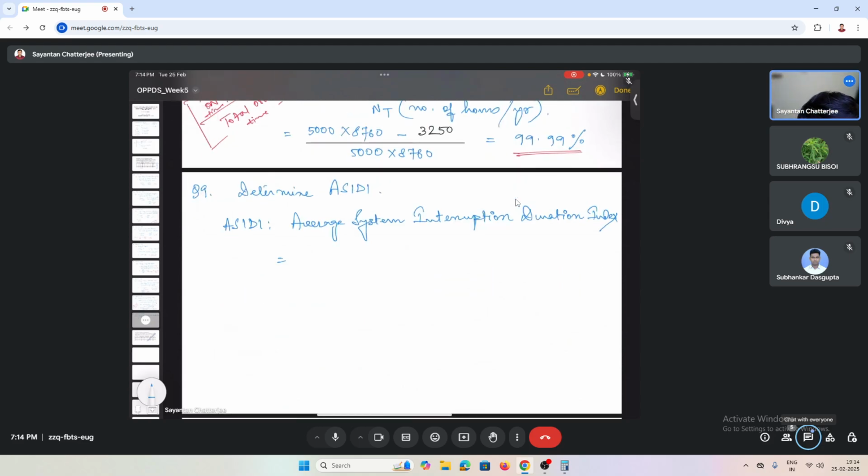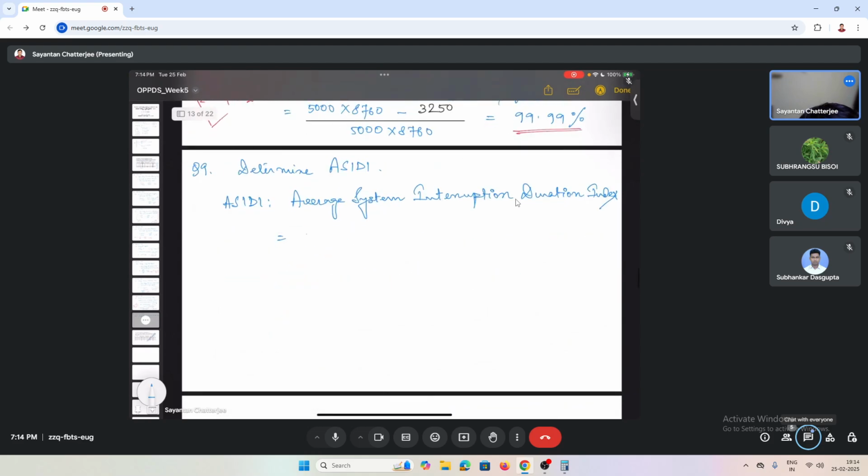So what is ASIDI? It is the connected kVA interrupted duration, divided by total kVA served. Total kVA served. So connected kVA, since we have the information of Ri, Li or L average, anything we can write, divided by total load, total kVA.